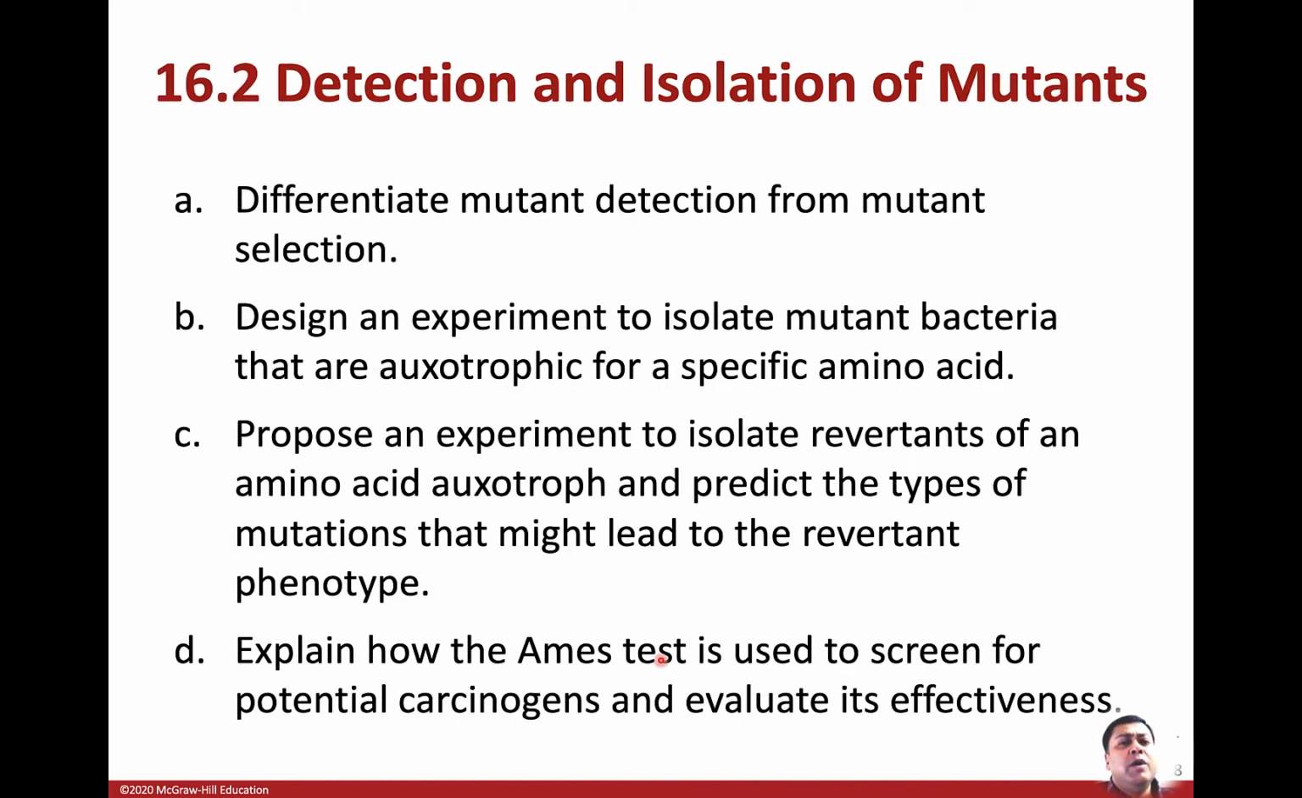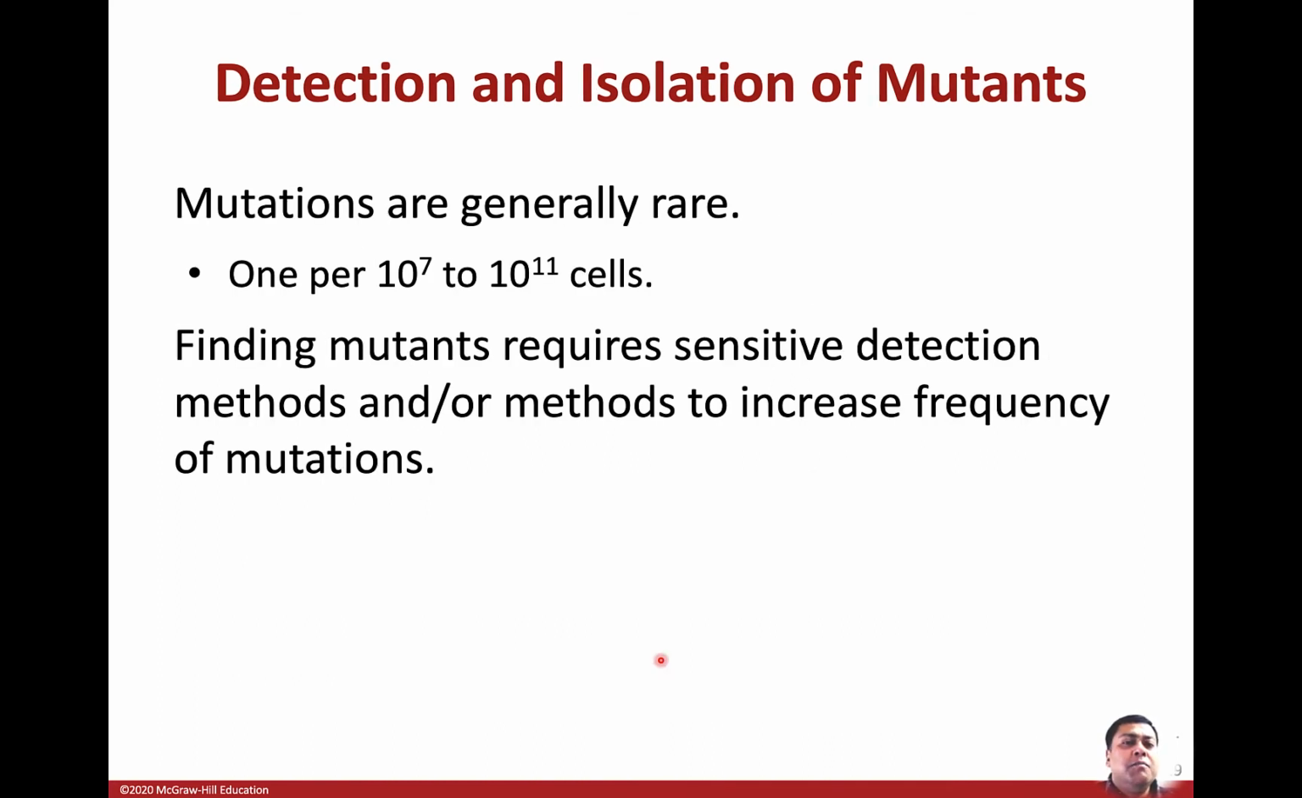So now, after the mutations, we talked about what the different types of mutation possible are. And here we are now going into the practical idea of how we can isolate these mutants. Mutations are rare, 1 per 10 to the power 7 or 10 to the power 11 cells. And finding the mutants requires a sensitive detection method, or methods to increase the frequency of the mutations.